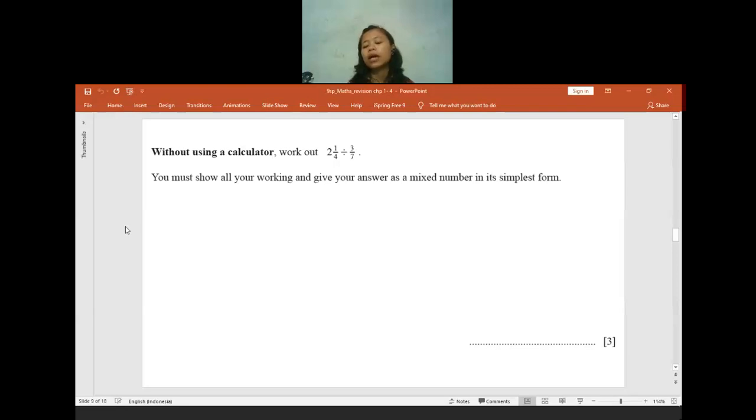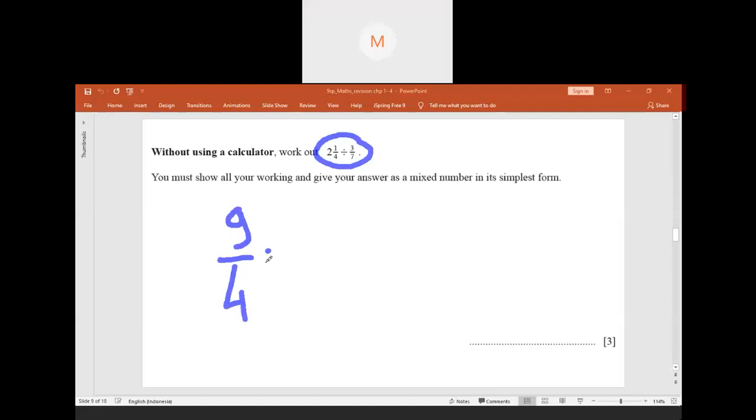Okay, without using a calculator, work out this division. If we have this kind of division, what do we have to do? Change the mixed fraction into an improper fraction, then flip the second fraction. So what fraction will it be if I change this into an improper fraction? 9 by 4, right? 9 by 4 times 7 by 3. Is there anyone who is confused? Yeah, it's division, so we can change it into multiplication by flipping it upside down.